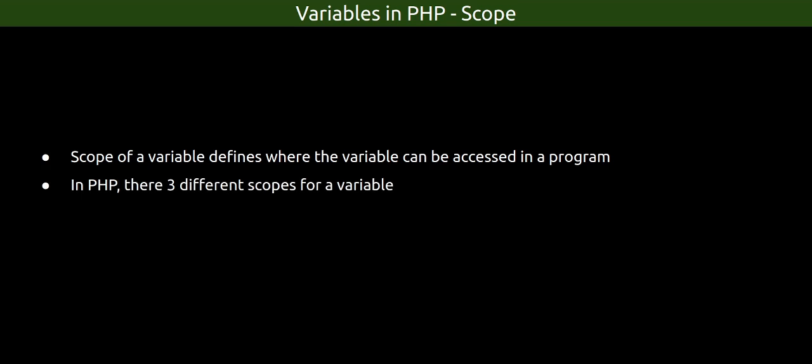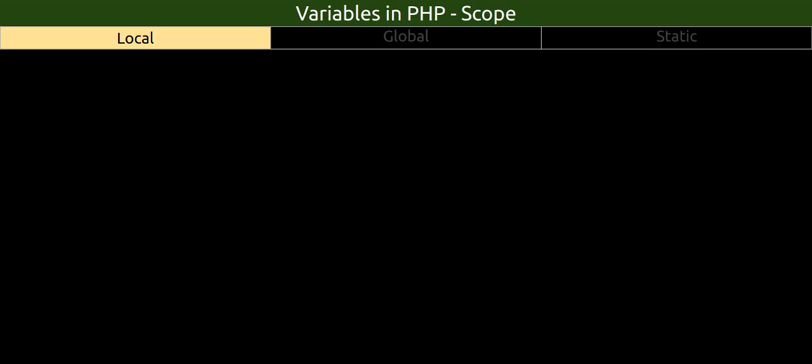In PHP, there are three different scopes for a variable: local, global, and static. So first we'll take a local scope. Local variables are declared inside a function. We haven't seen a function in PHP yet, but it is exactly the same as a function in C. So you already know the concept of a function.